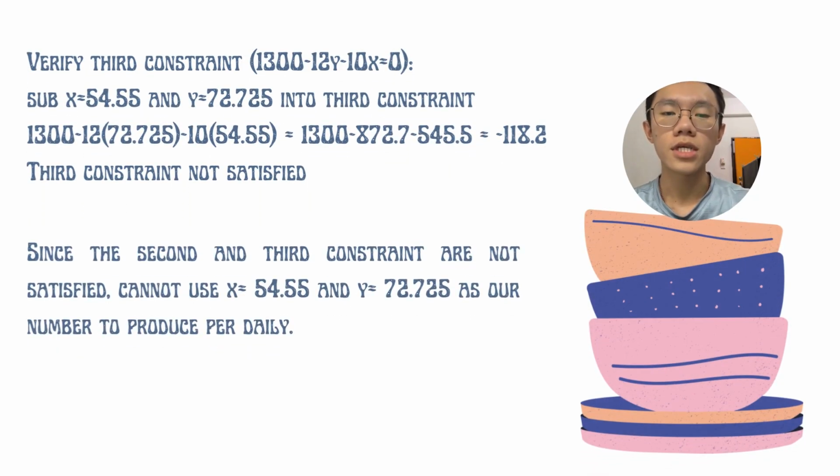And for the third constraint, which is 1300 minus 12y minus 10x, it is equal to negative 118.2. So the third constraint is also not satisfied. Since the second and third constraints are not satisfied, we cannot use x equal to 54.55 and y equal to 72.725 as our numbers to produce products daily.